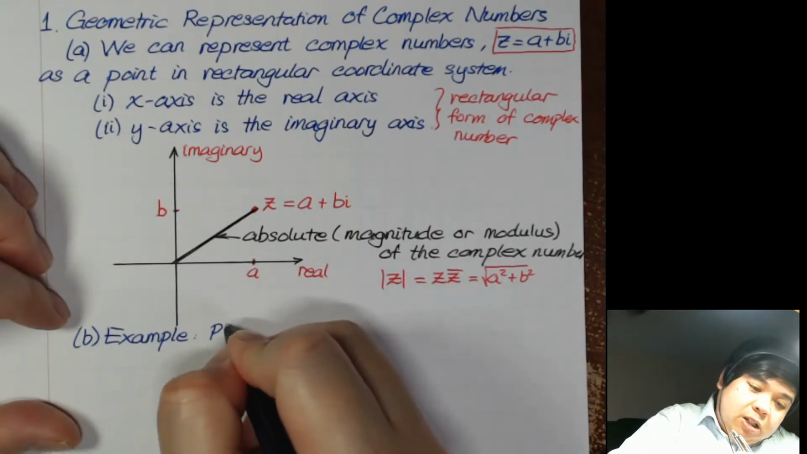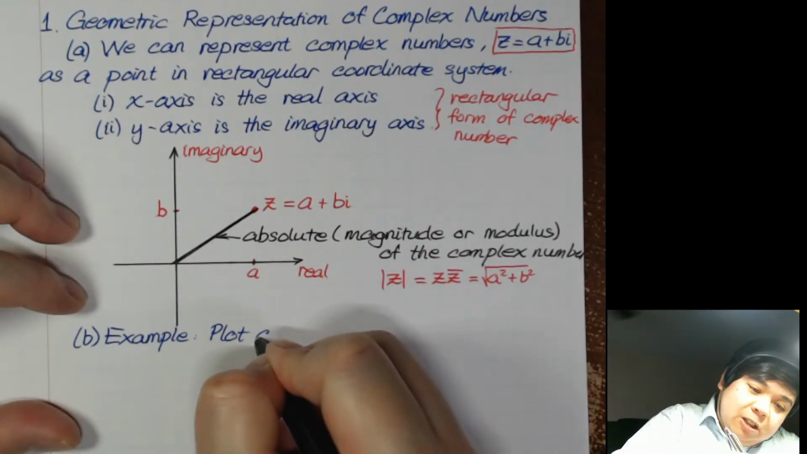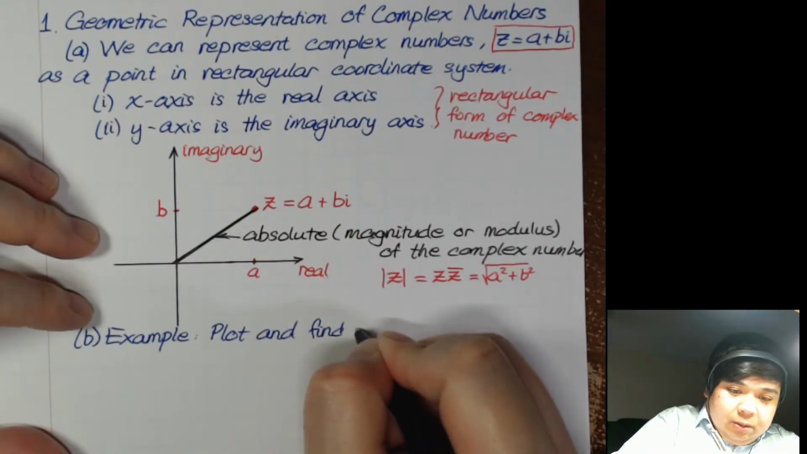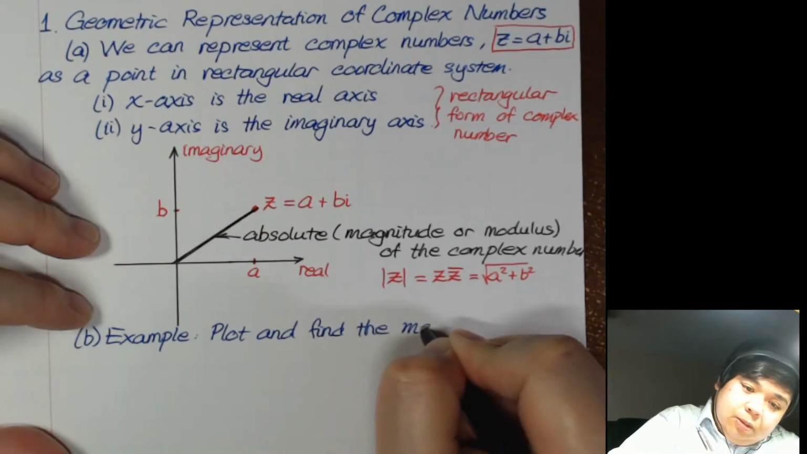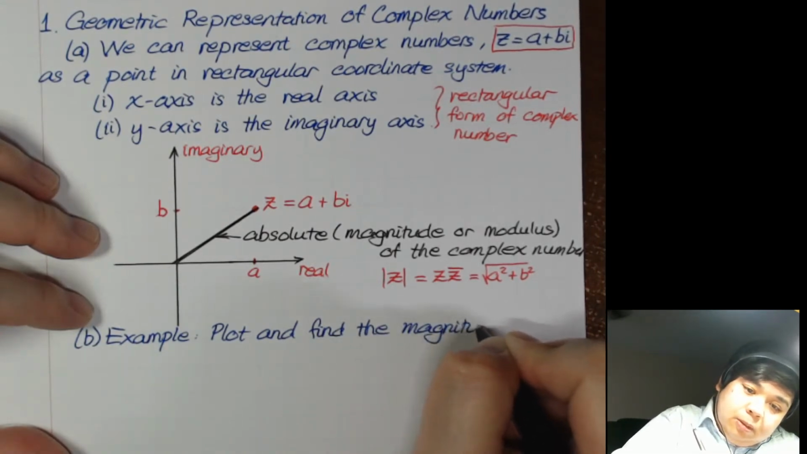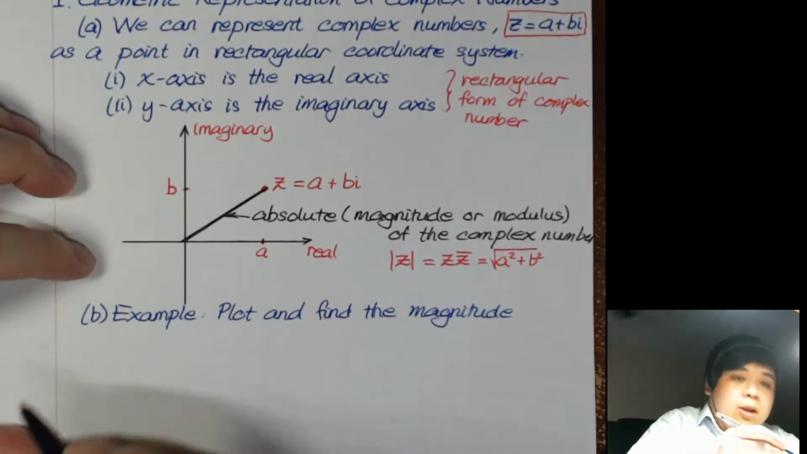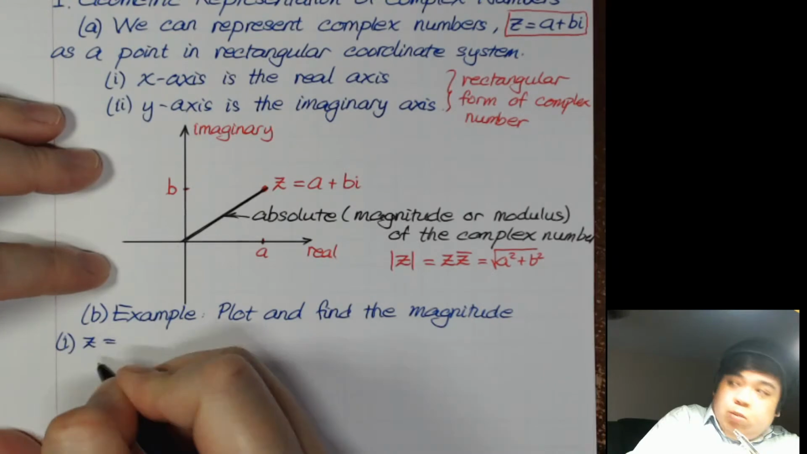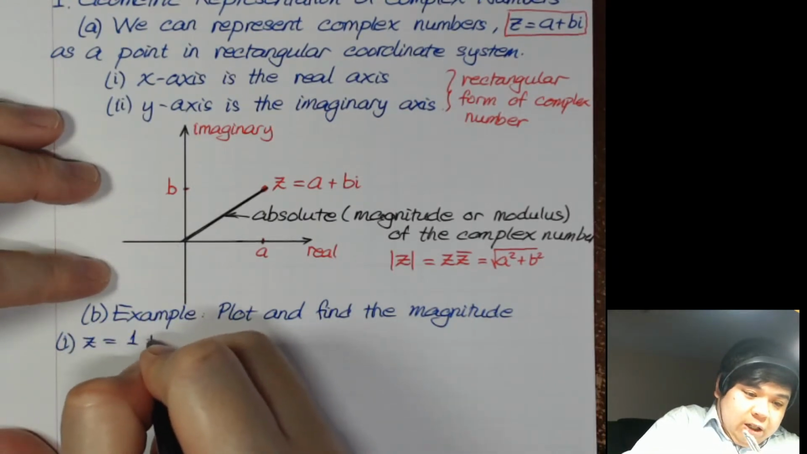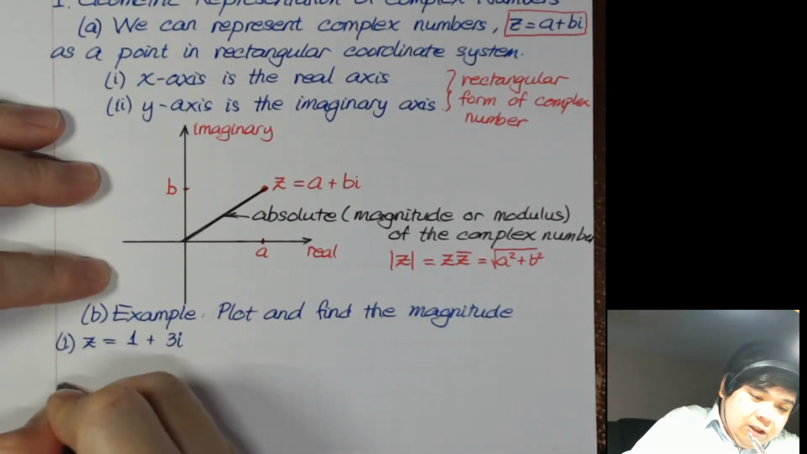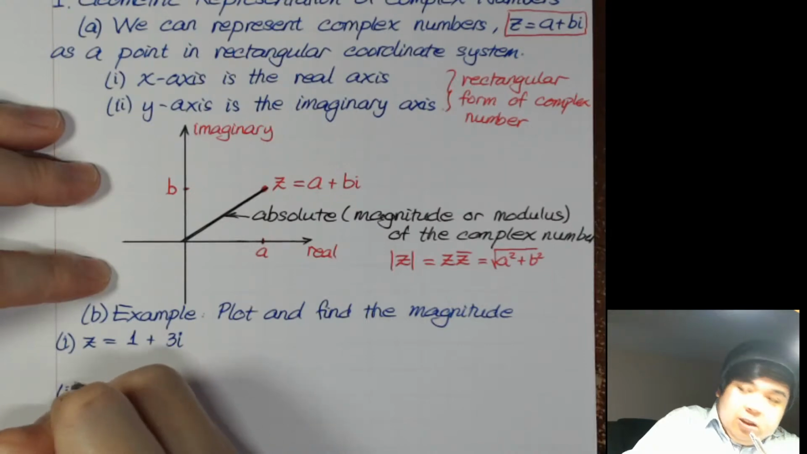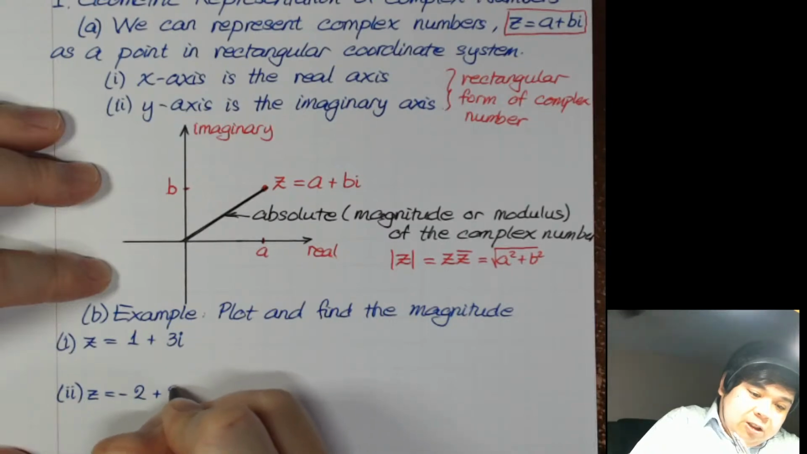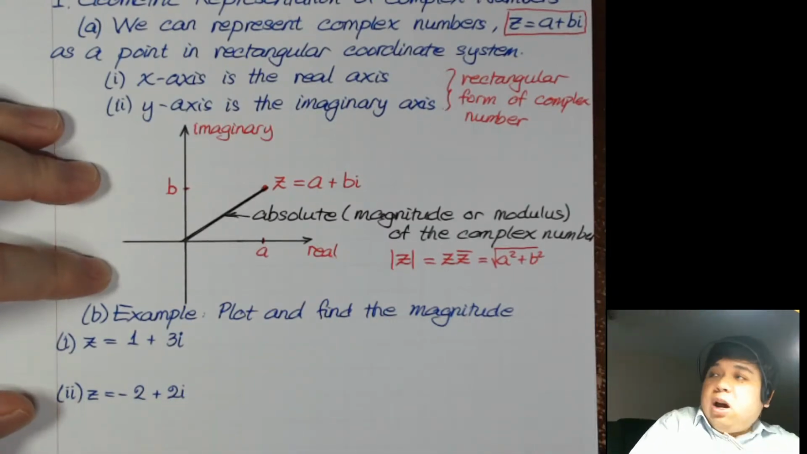The example is plot and find the magnitude. Let's just write down the points first: 1 plus 3i, negative 2 plus 2i, and 3 minus 2i.